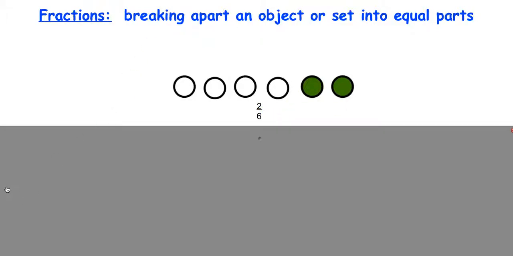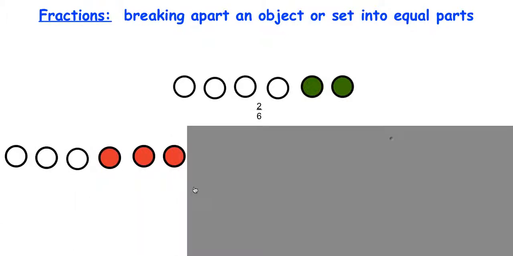Now, if I come over here and I show this to you in a different way, I've got the same 6 objects, 3 of which are filled in, but I'm going to break this apart into a different group now. I'm going to break it apart into a set. So I'm going to create 2 groups from this set. But the thing is, as we've talked about, it's equal parts. We still have equal parts here.